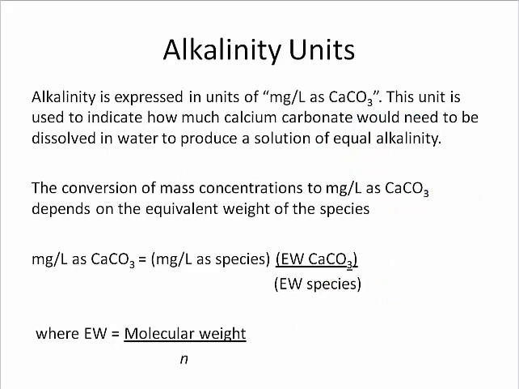Okay, to get a chemical species in terms of milligrams per liter calcium carbonate, you simply take the milligram per liter of the species, multiply by the equivalent weight of calcium carbonate, and divide by the equivalent weight of the species. In a previous tutorial, I reviewed how to calculate equivalent weight. To remind you, it is molecular weight divided by the equivalent number of a species. In the next video, I'll work some examples with this calculation.